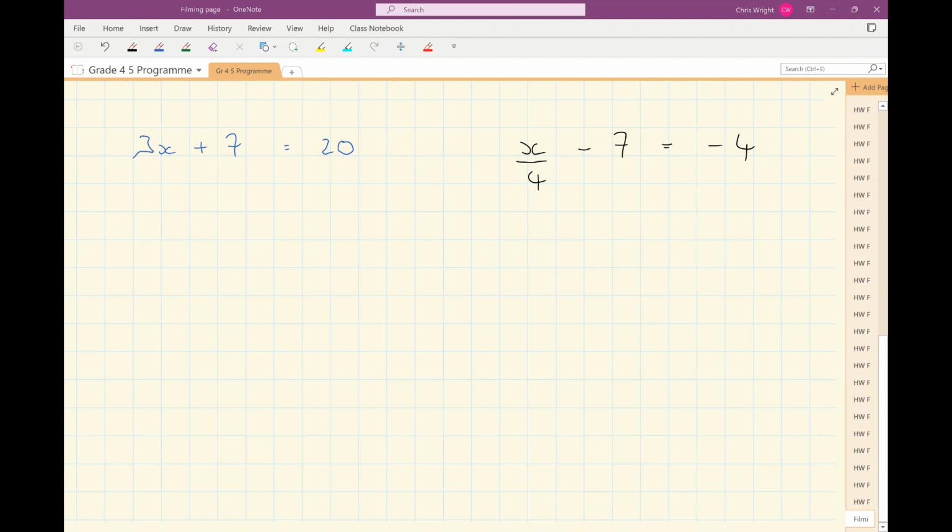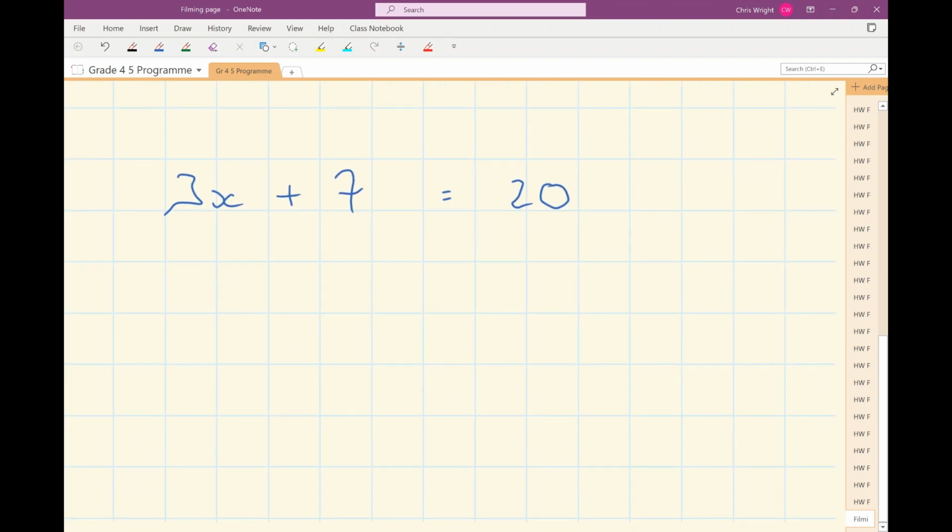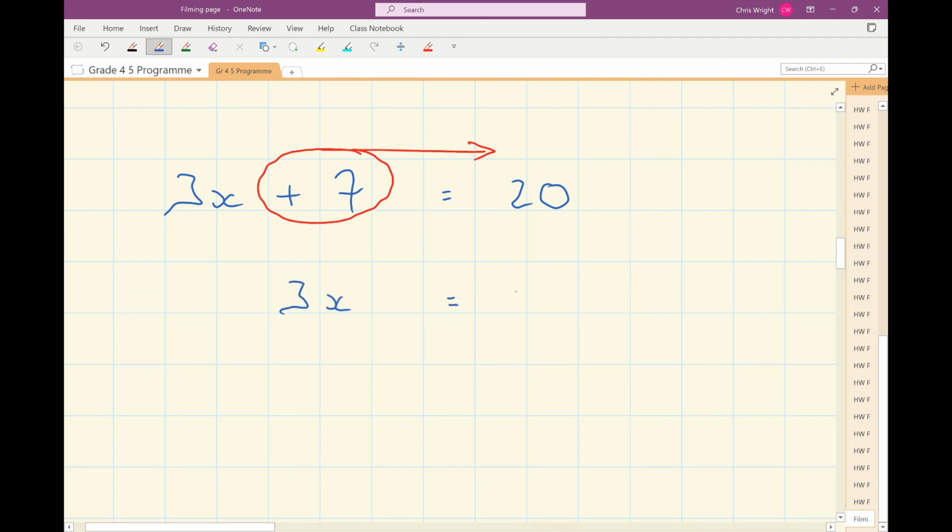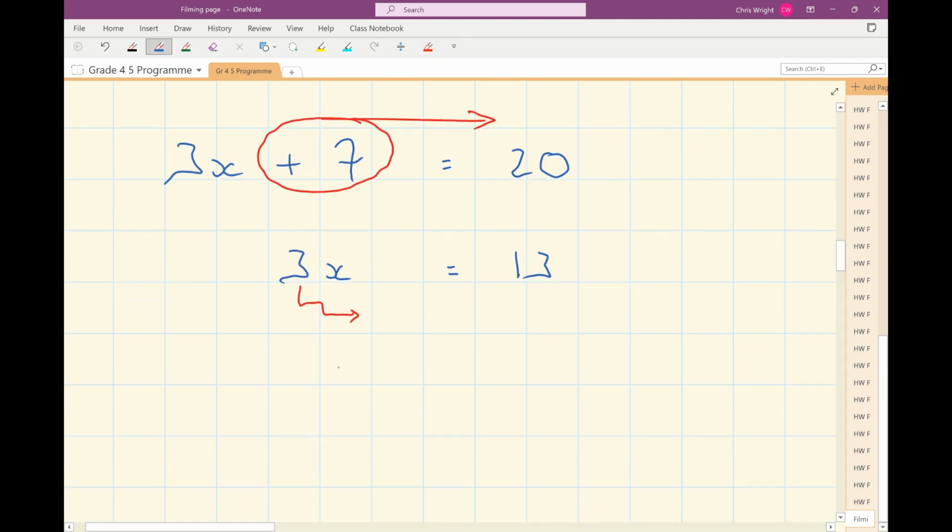Let's have a look at these first two, and let's have a look at this blue question here. Well, the first thing I'm going to do is float and ping the plus 7. So that's going to become a minus 7. So I'm going to have 3x equals 20 minus 7 is 13. And the next thing I'm going to do is escalate down the 3. So I'm now going to have x equals 13 over 3. And of course, you can use your calculator to work out 13 divided by 3. And if you do that, you'll get the answer 4 1/3, or 4.3 recurring.